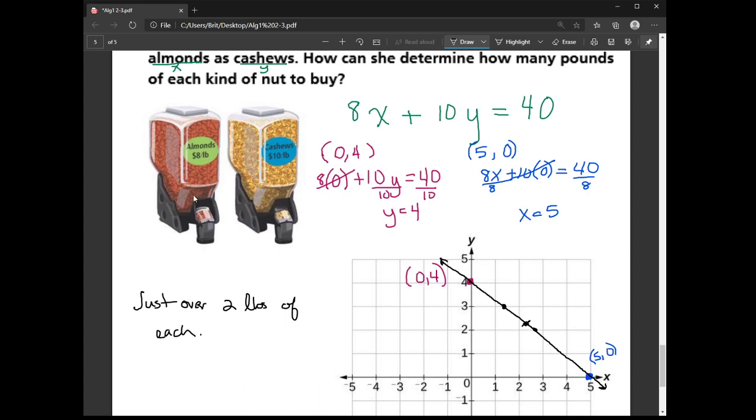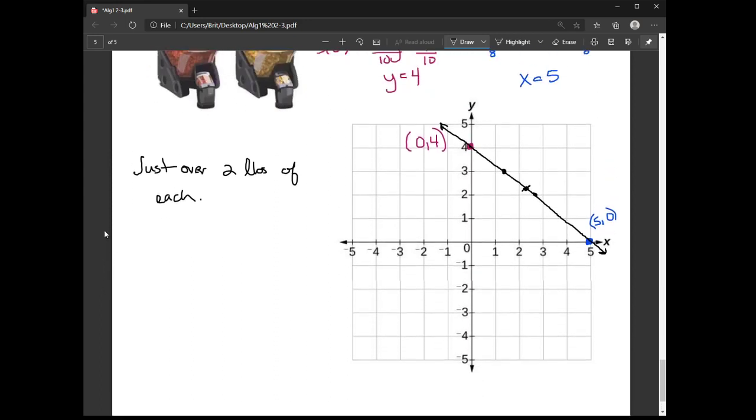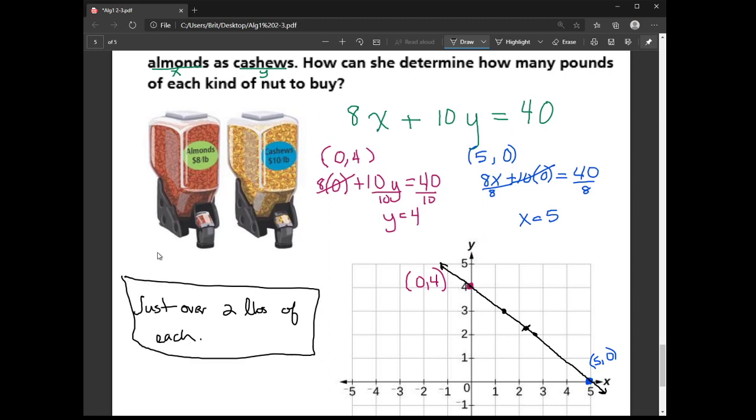And right, with these little containers, you can't get an exact number of cashews and almonds out of them anyway. You just kind of dump them in the bag and pray. So just over 2 pounds of each is about as close to an answer as you're going to get. You're not going to get some kind of exact thing, right?